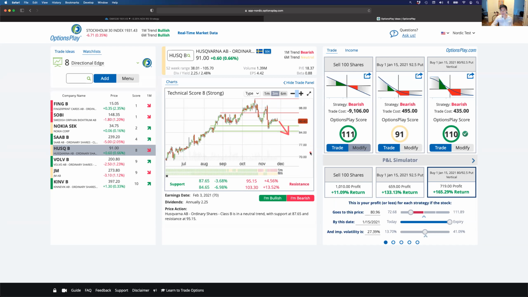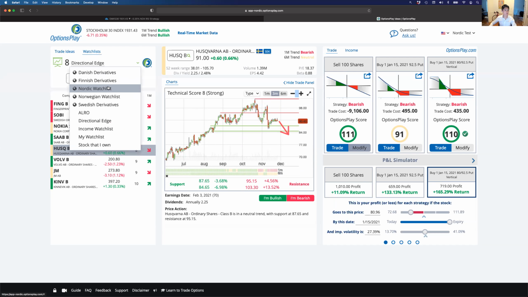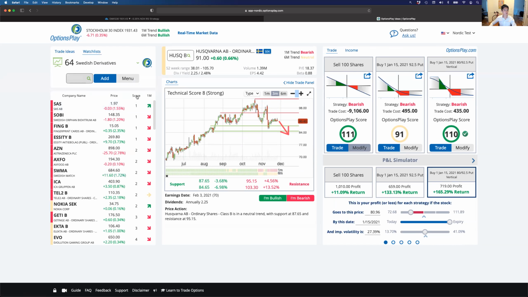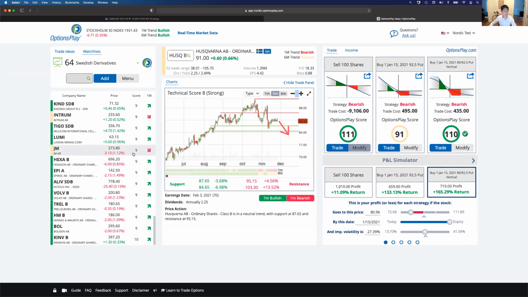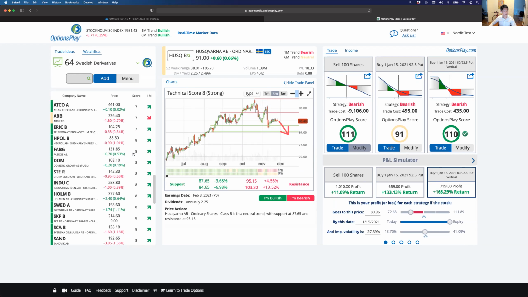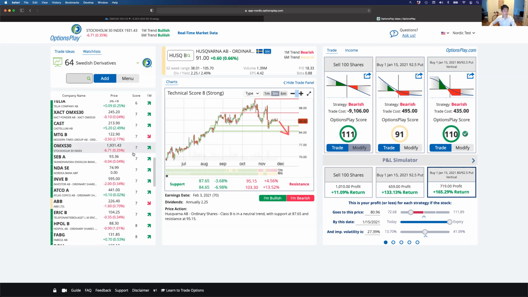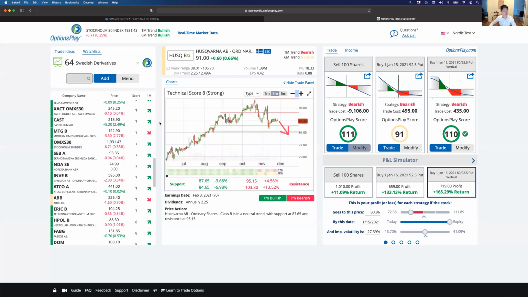So that's how you can quickly identify stocks in all 4 categories using this OptionsPlay tool. And you can create any watch list, right? You can use the pre-built watch lists as well. For example, we use the Swedish derivatives watch list. This is all the stocks that you can trade options on here in Sweden. And you can quickly look at all the bullish stocks, so everything that has a score of 7 or higher, that's green across the board. Those are strong stocks with a bullish trend.